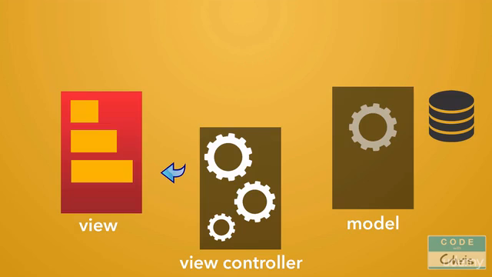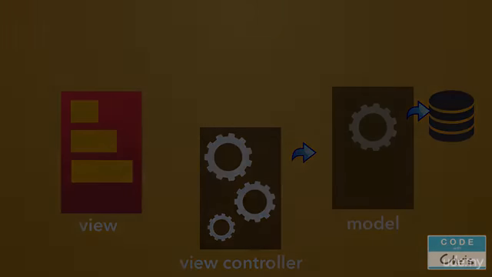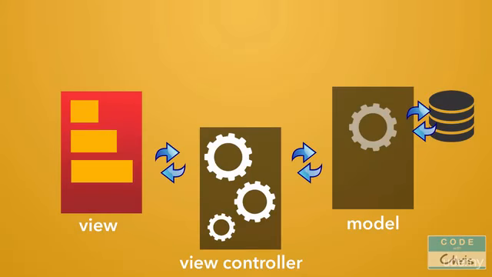Now similarly, if the user interacts with the view and let's say deletes a contact, then the view controller gets that interaction, or gets that message, and passes it to the model to tell it to remove a contact, because the model manages the data. So as you can see, each component has its own set of responsibilities and a role within the app, and they must work together to form a functioning app.